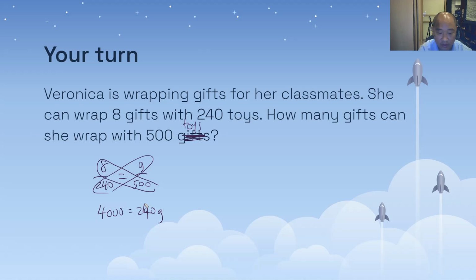So 4,000 divided by 240 is 16.6 repeating gifts. Because she cannot wrap that last gift, this is going to be 16 gifts that she can wrap with 500 toys.